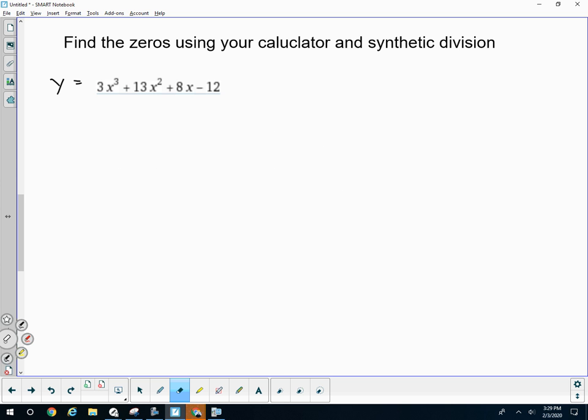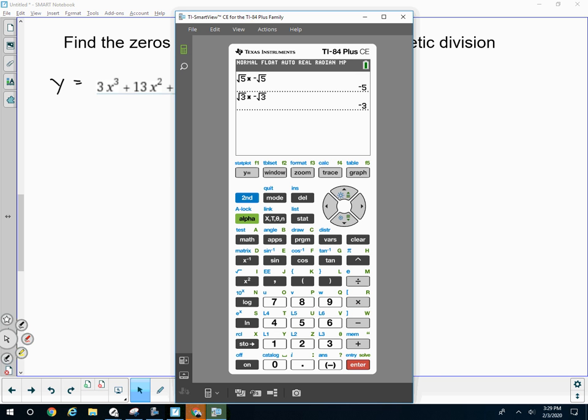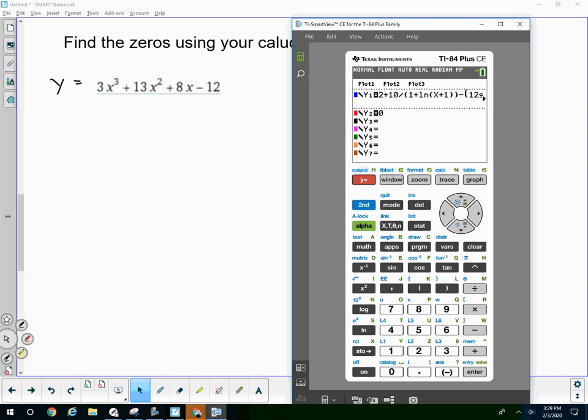For this quiz, based on the lesson last class, we can't factor. So what we do is we graph. If I graph this equation. And yes, we will be doing synthetic division. Three x cubed plus 13x squared plus 8x minus 12.